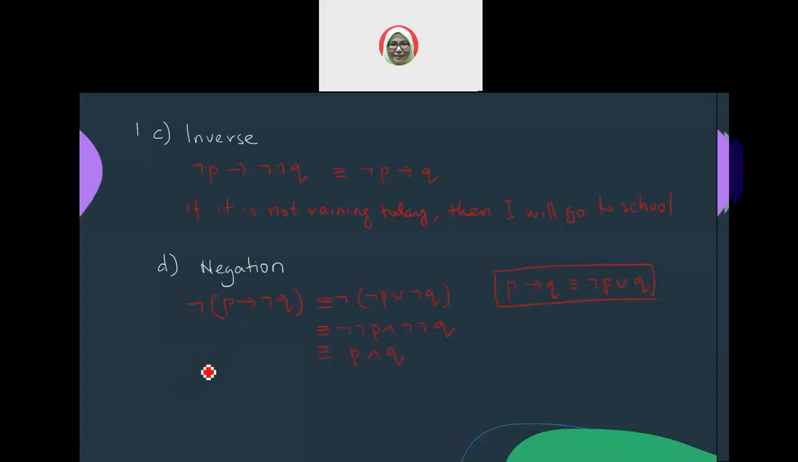Translate into a sentence, translate into words. So what is P just now? It is raining today, right? For this symbol you can use either 'and' or the word 'but'. And I will go to school. Alright, so we finish question 1.